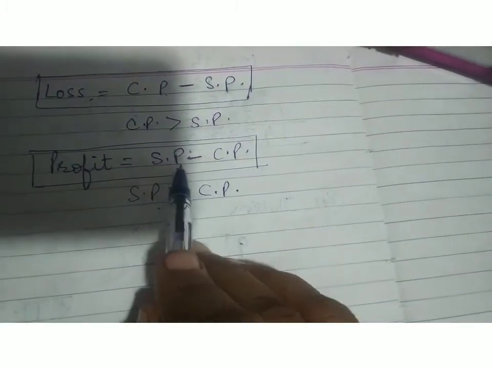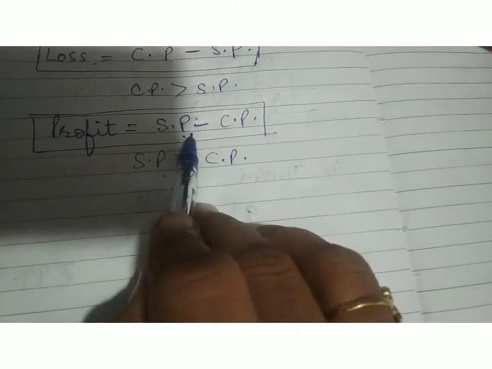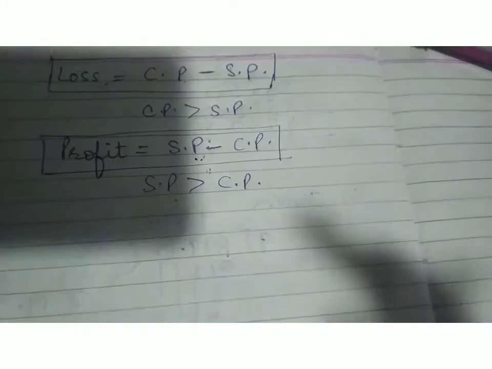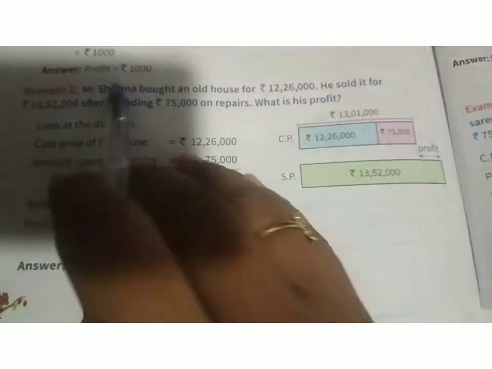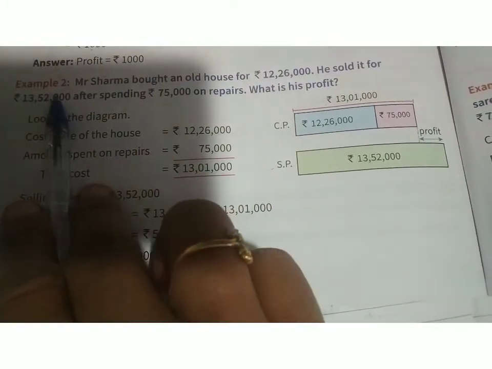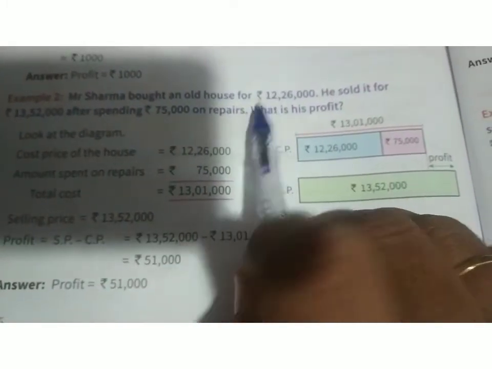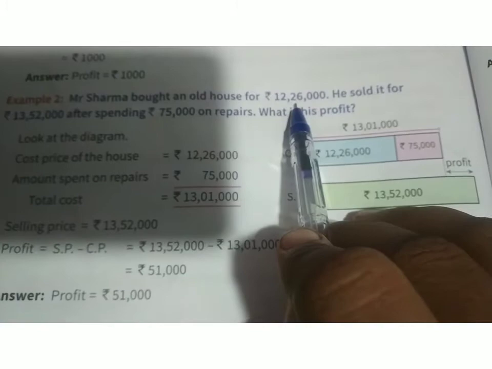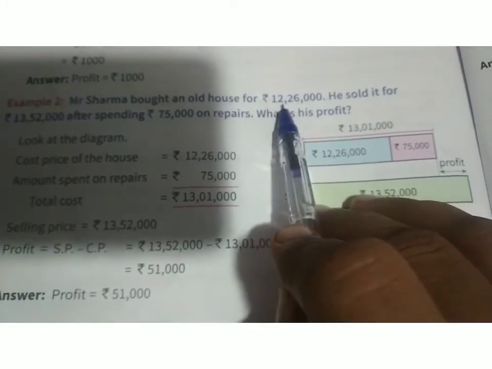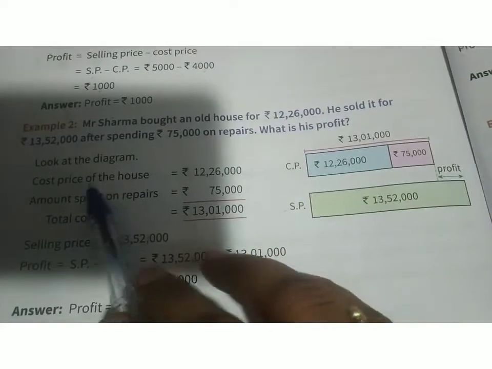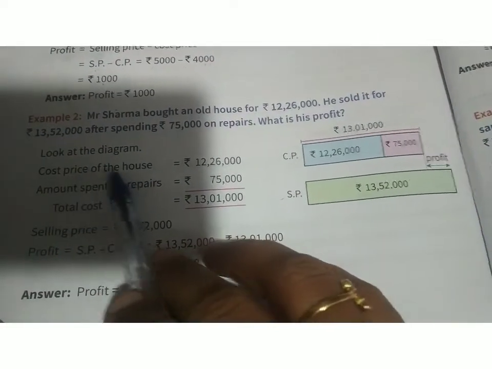Because we are in profit, that's why the selling price is more. You will understand it by an example. So let's take one example. So children, here I am explaining you one example of your book. Mr. Sharma bought an old house for rupees 12,26,000. That means 12,26,000 is the cost price of that house. Fine. So I have written here cost price of the house.